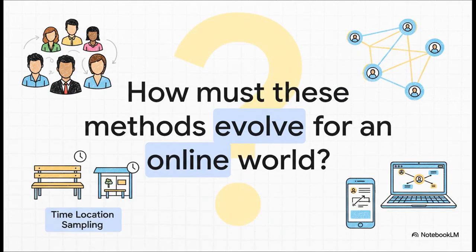And that really brings us to what's next. These methods were designed for physical places, for real-world social circles. But today, so much of our connection happens online, right? So the question we want to leave you with is this. As the world moves online, how do these powerful tools for counting the unseen need to evolve to keep up the fight?